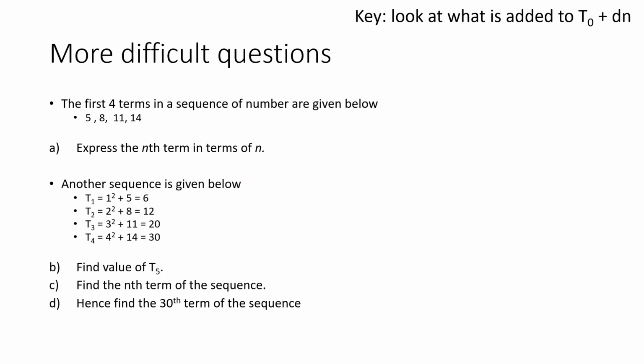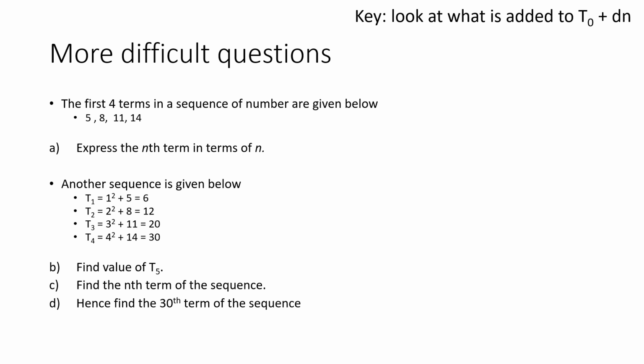The next example looks rather lengthy, but it is actually quite manageable if you look at it part by part. And if you look at the first part, part A, you actually have been doing it all along. The first 4 terms in a sequence of numbers are given below: 5, 8, 11, 14. Express term n in terms of n. So it is what we learned at the start.